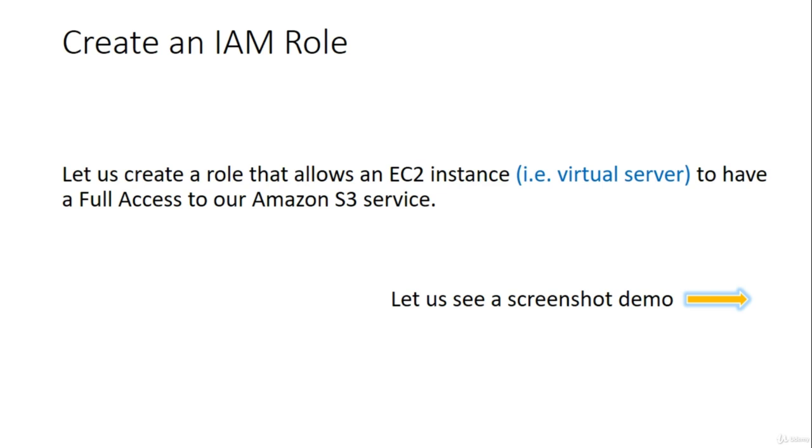Now we'll see how to create an IAM role. Let us create a role that allows an EC2 instance, that is a virtual server, to have full access to our Amazon S3 service. S3 is Simple Storage Service. So basically it should be called Amazon S3 because service is already there. So let us see a screenshot demo.